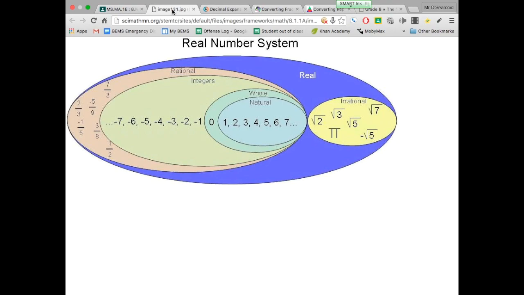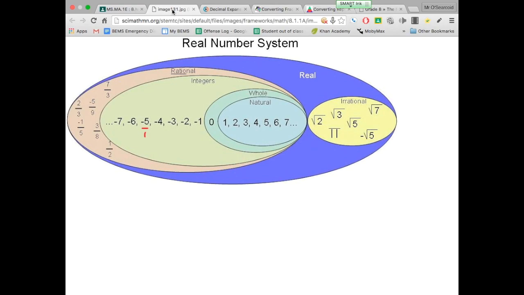The next thing you'll notice is that rational numbers are all described as fractions. One thing to understand is that integers and natural numbers are also fractions. Any one of those integers could be portrayed as a fraction such as negative 5 over 1, therefore making it a rational number. Notice that ratio is underlined in rational.